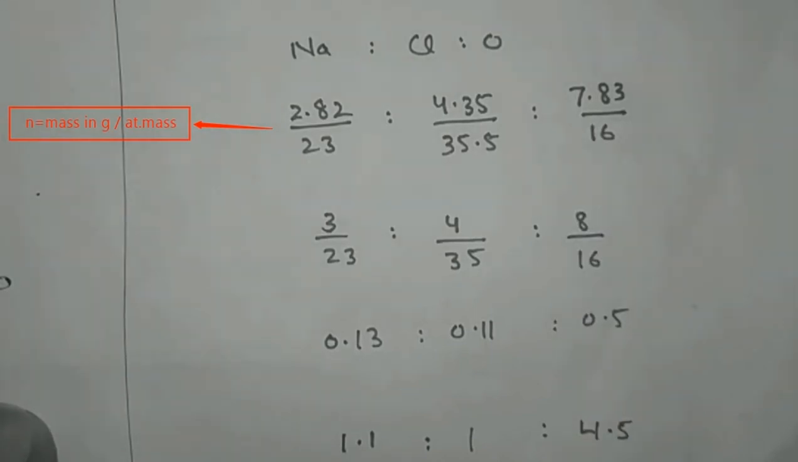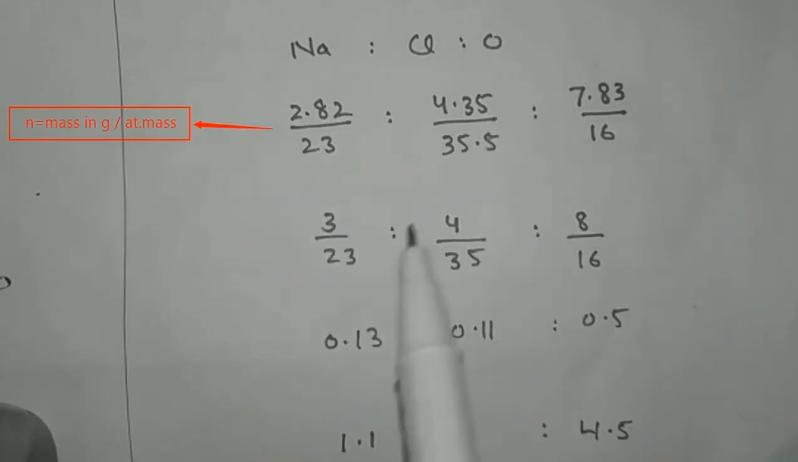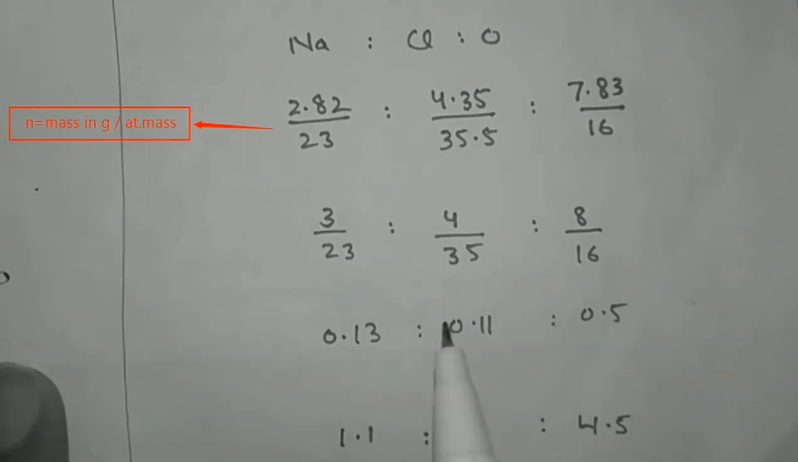Now simply just round off these numbers. So you will get 3, 4 and 8. Now by dividing these two you will get 0.13, 0.11, and this one you will get 0.5. Now take the smallest one and divide all the numbers by this one. Like this.